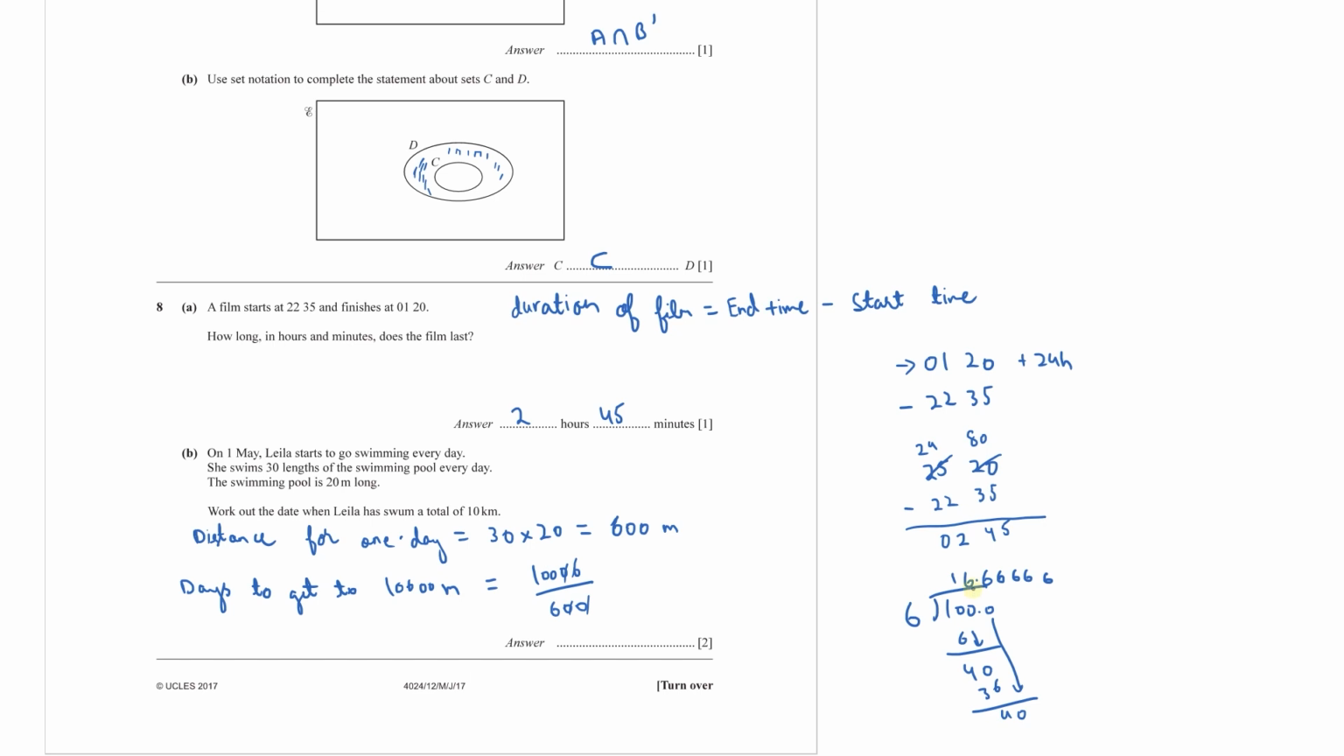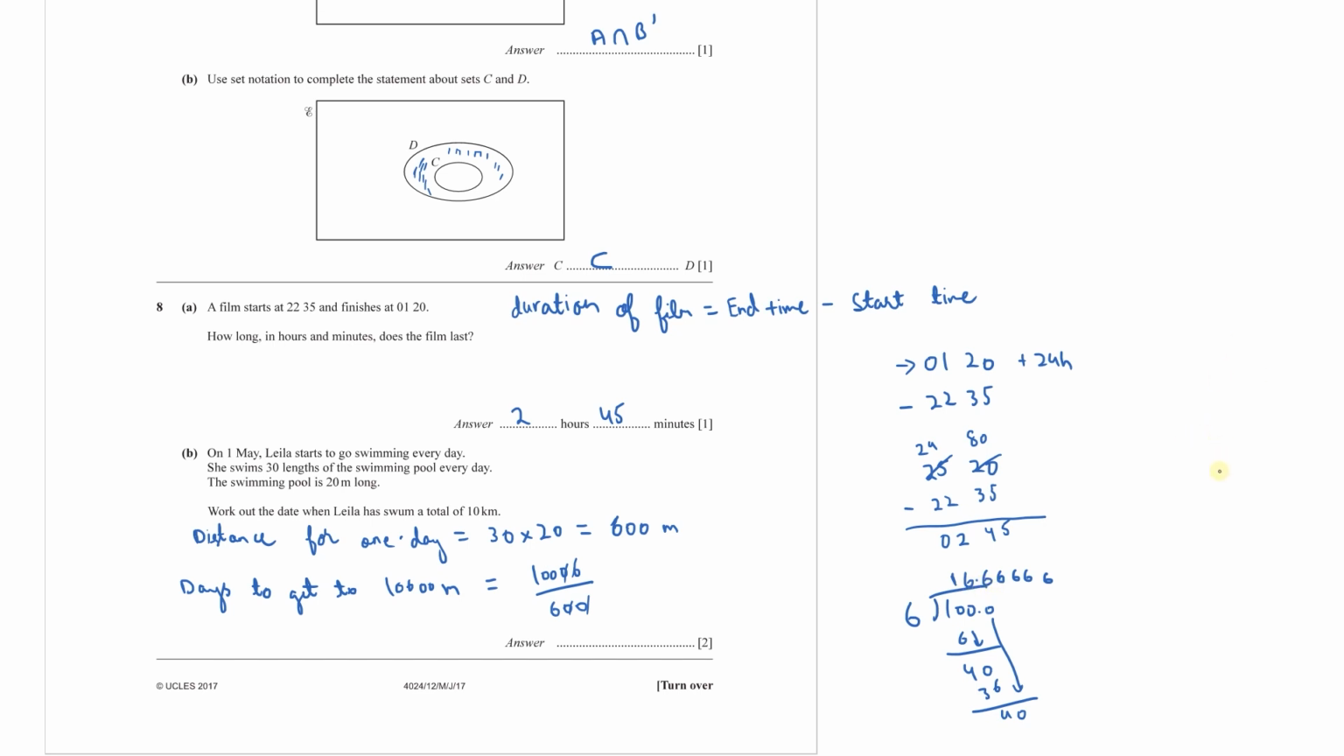So that means on the 17th day, I'll have to round it up because it's asking for the date she crosses the 10,000 meter mark. So that will be sometime on the 17th day because your answer is 16.66.